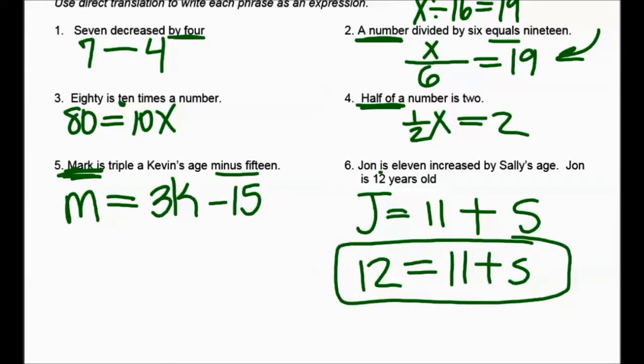We know what J is, what John is. He's 12 years old, but he's also 11 plus Sally's age. So both of those are going to equal each other. Both of them represent John's age. John is 12, but he's also 11 plus Sally's age. So he's 12, but he's also this. So they equal each other. Okay?